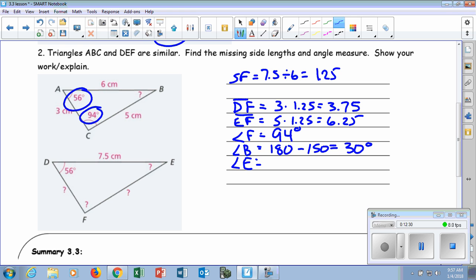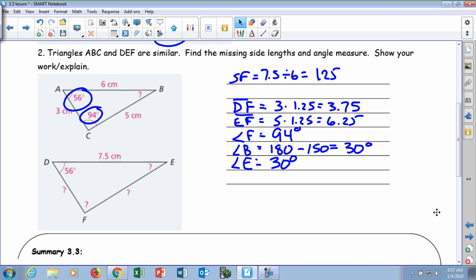degrees. Well, once you figure out angle B, then angle E it's the corresponding angle, right? Which means it's the same. So that's 30 degrees. Okay? And thus we got all of our angles and all of our sides. Okay?